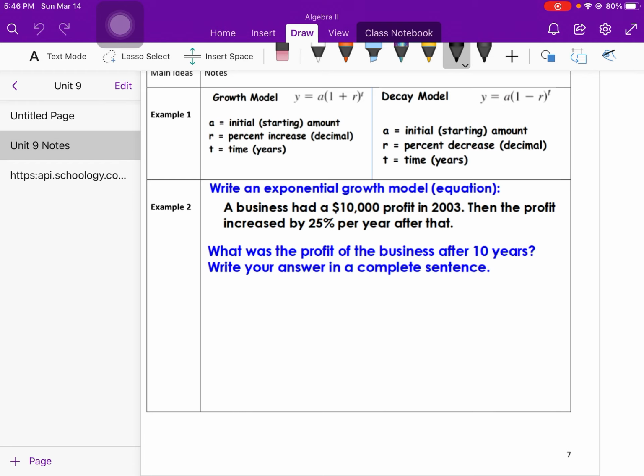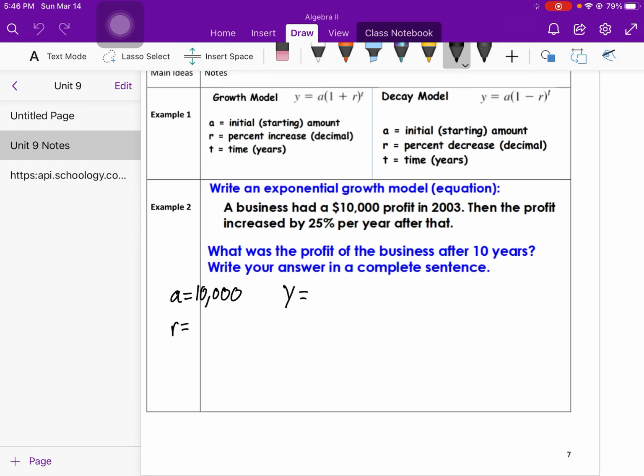So we want to write an exponential growth model or equation that would fit this. A business had a $10,000 profit in 2003. Then the profit increased by 25% per year after that. All right, so writing the general equation isn't too bad. So it's going to be y equals our A value, which is the initial amount of 10,000. Our R is the percent increase.